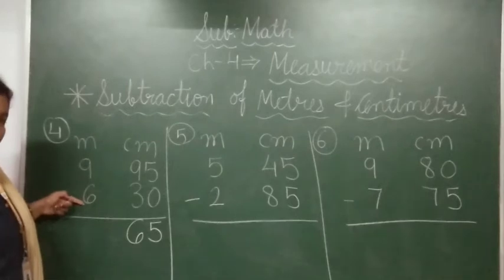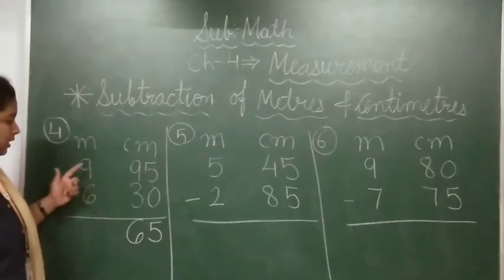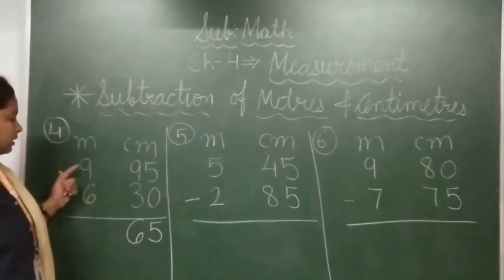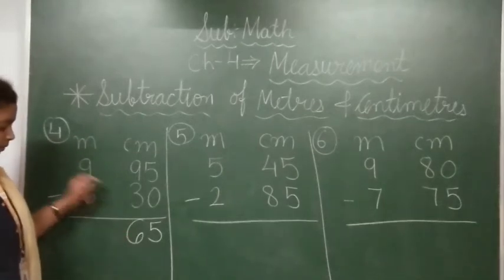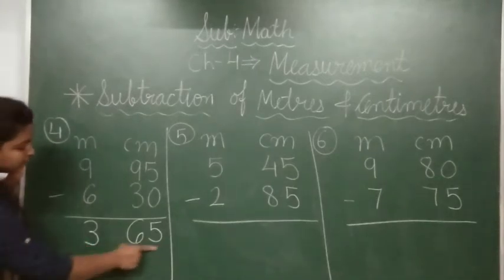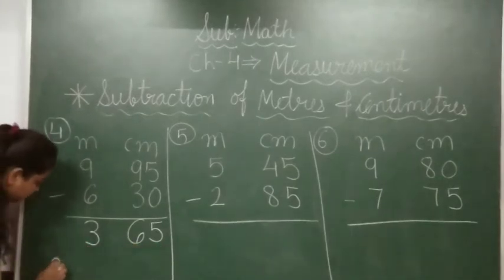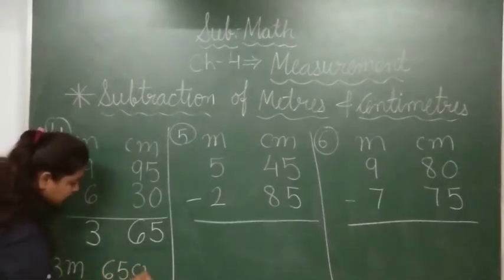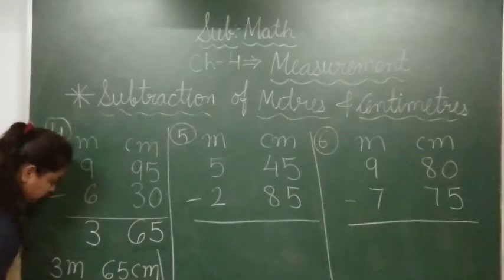9 minus 6. So opposite you can see, if we subtract 9 minus 3, that gives you 6. So if you subtract 9 minus 6, then the answer will be 3. So your answer is 3 meter and 65 centimeter. So we will write it like this, 3 meter and 65 centimeter.